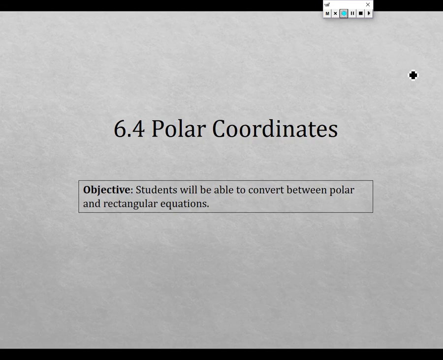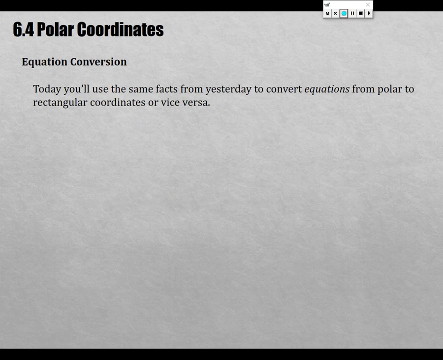So we're talking about polar coordinates some more today. We eased into it yesterday. Now we're going in this direction. We're going to be converting equations back and forth from polar to rectangular. So keep in mind the same tools that we've always been using all along.